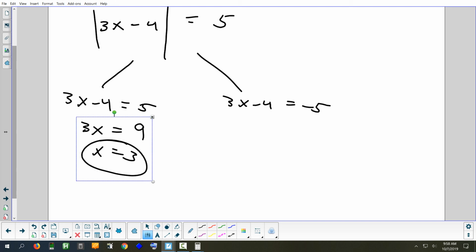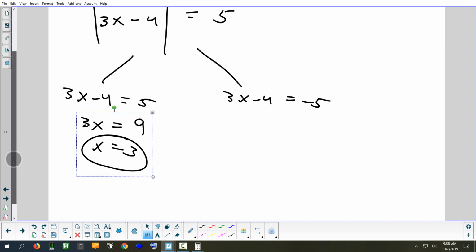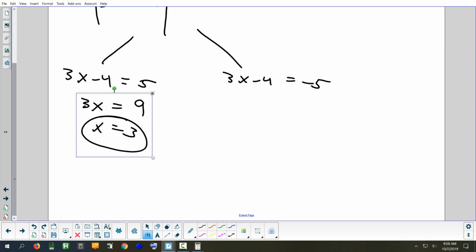But does anybody remember on the test, I had you graph that. How did you graph x equals 3 on a number line? What did you have to do? Put it on 3. And then put what on 3? A dot. Yeah, just put a dot. That's all you had to do.